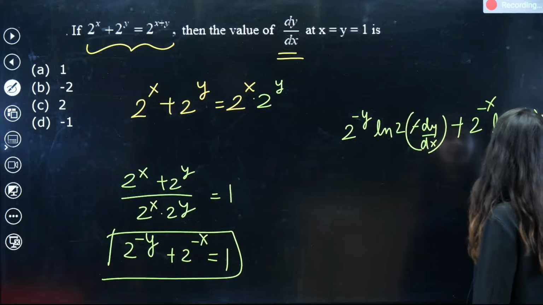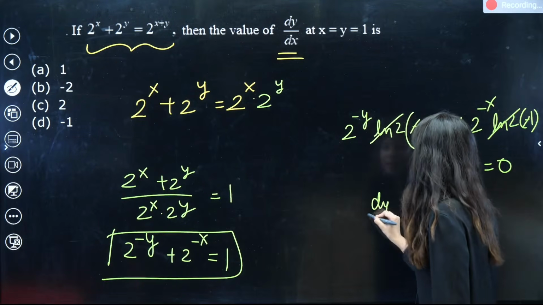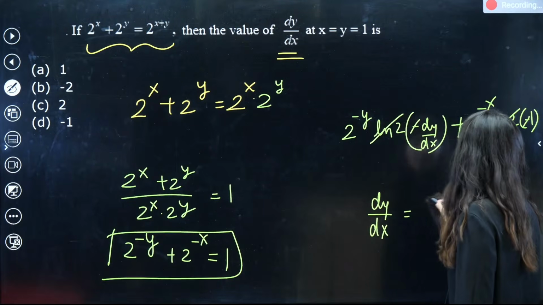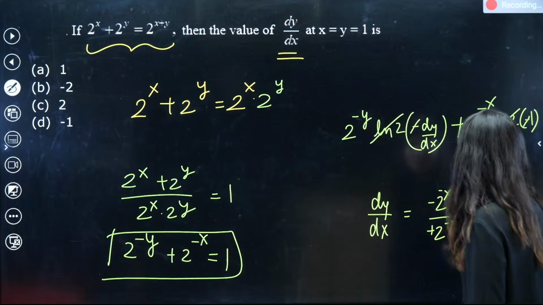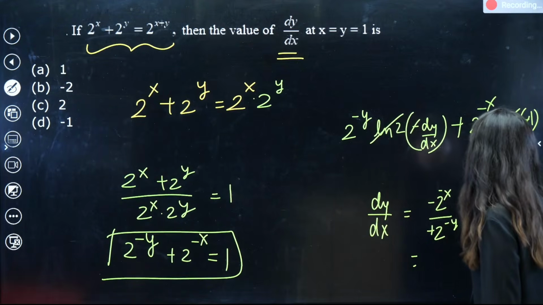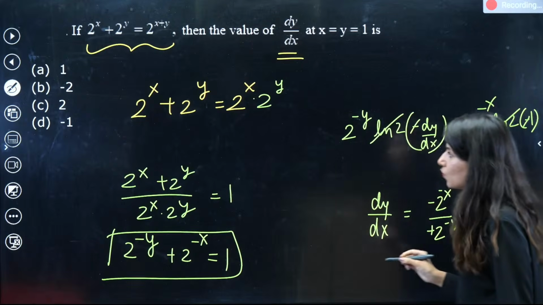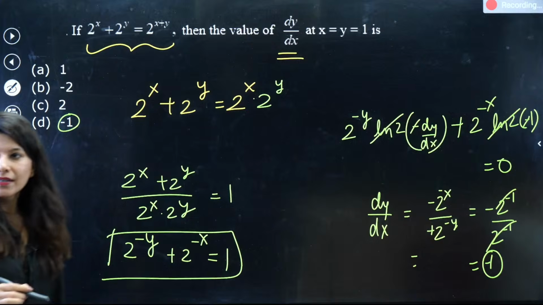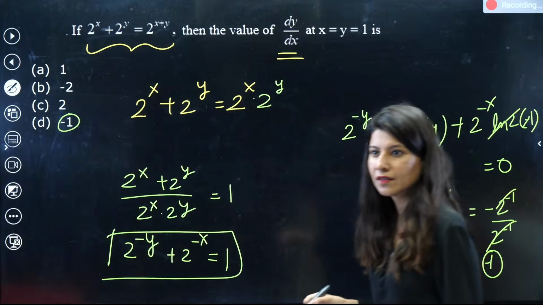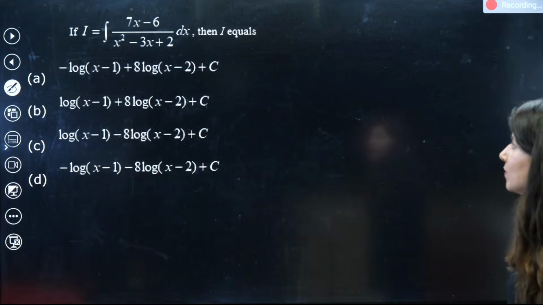So minus minus will get cancelled out, log 2 also gets cancelled out. So your dy by dx will be nothing but minus of 2 raised to power minus x upon 2 raised to power minus y. You put x and y both equal to 1. So minus 2 raised to power minus 1 upon 2 raised to power minus 1. This cancels out. dy by dx is minus 1, which is option D, easy peasy. Right? Easy peasy. All right. Okay. Shall I move on to the next problem now?